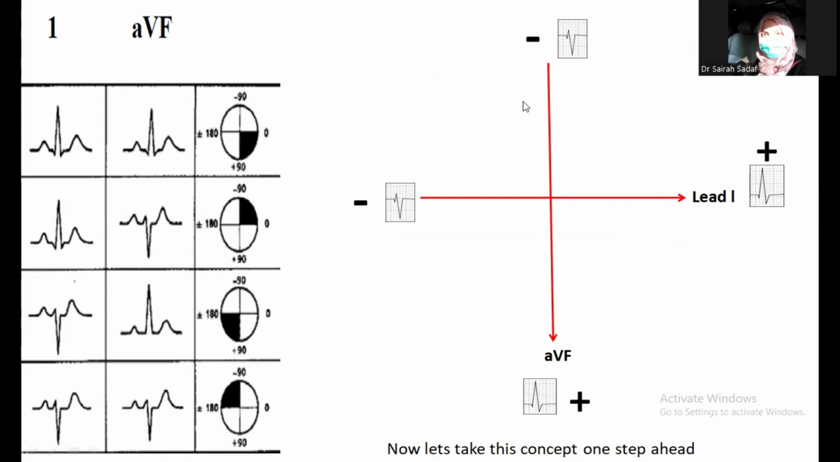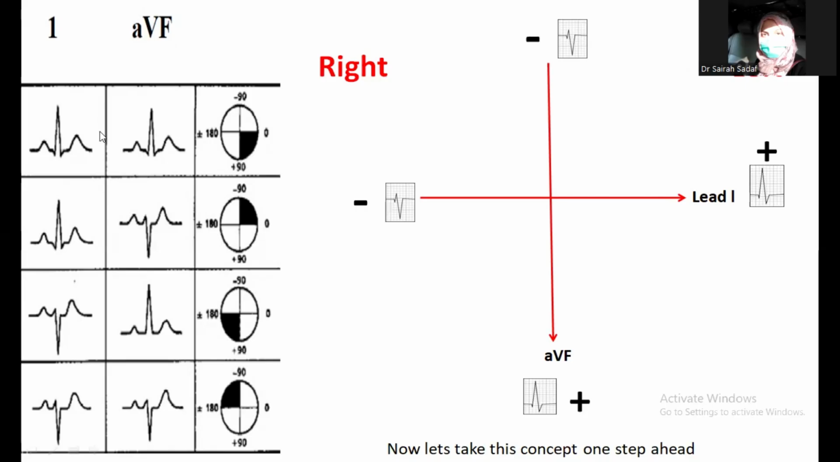Okay. Now let's label these two sides. This is the left side of the heart, and this is the right side. I have just labeled the two sides for more clarification and ease of understanding. Now, have a look at this side of the screen. As you can see, this is lead 1 and this is lead AVF.